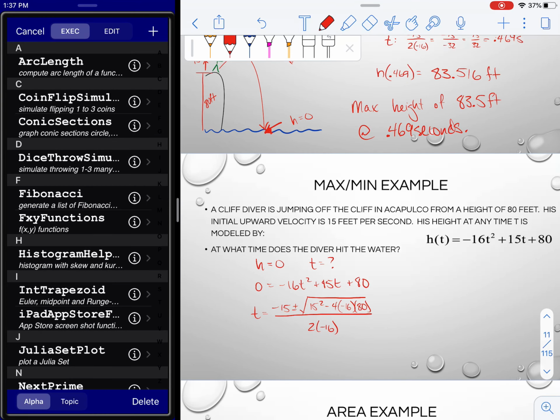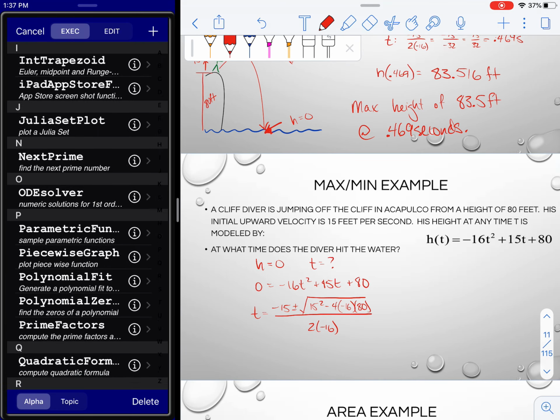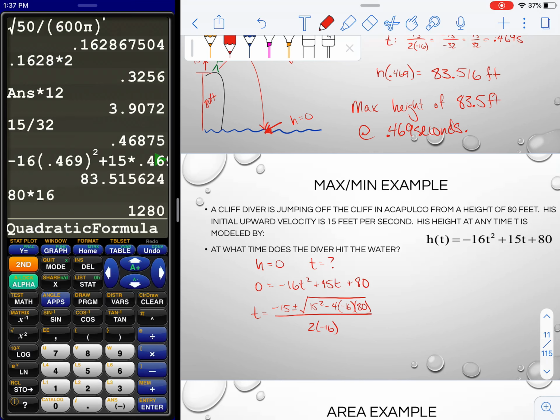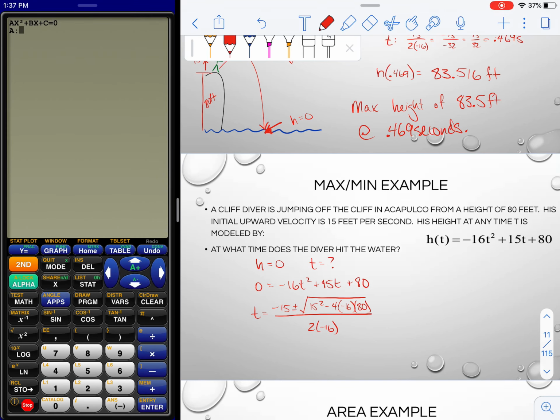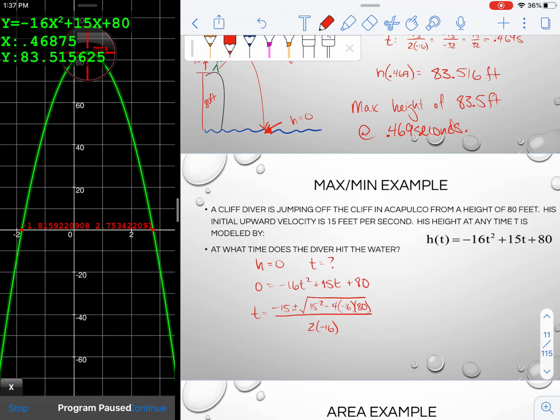I'm going to use the quadratic formula just for the sake of speed here. All right, so I'm going to find quadratic formula. I'm going to hit enter, and it's going to ask me for my a value, which is negative 16. Again, make sure you're using that negative key and not the minus. 15 and 80.